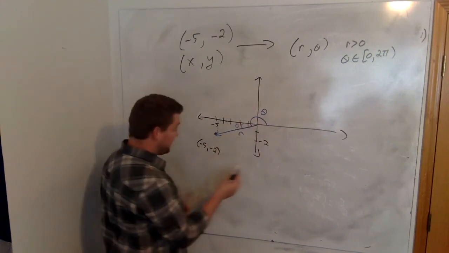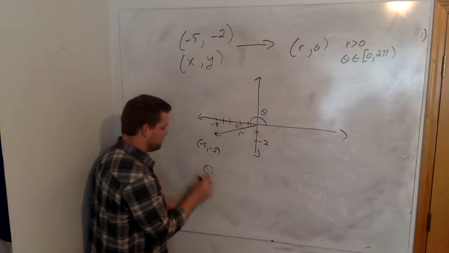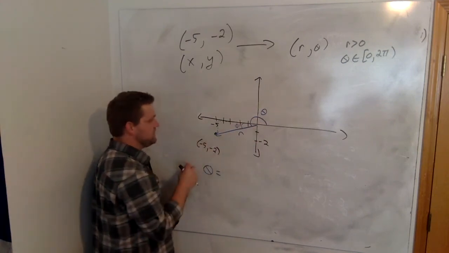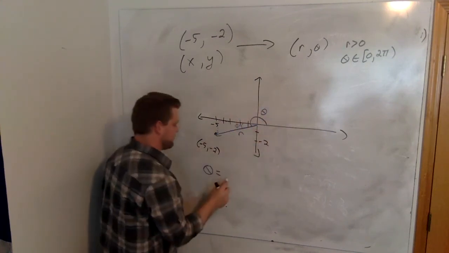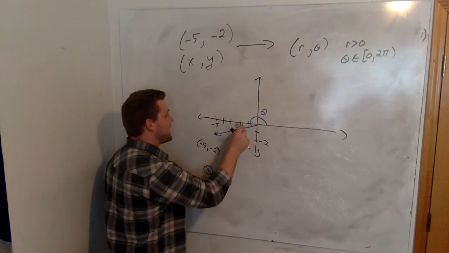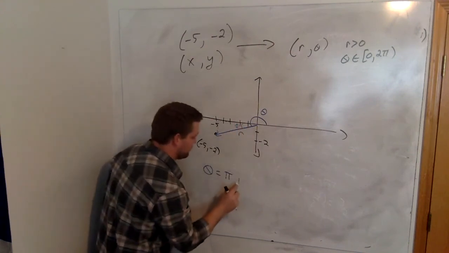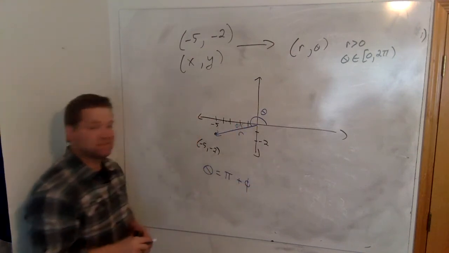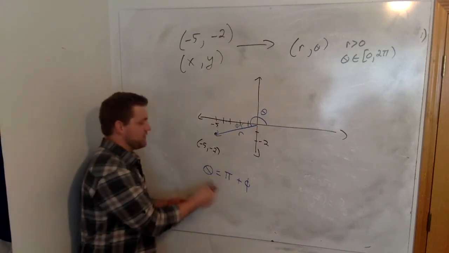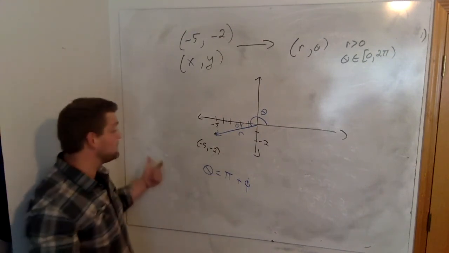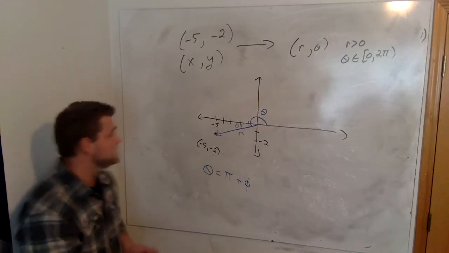So the angle theta is what we want. Well, how could we get angle theta from phi? Well, notice from here we could go halfway around the circle, so that would be pi, and then we would want to add phi. So that's how we could get to that angle. So that's why it's never the same. The formula for theta using a tan inverse will completely depend on what quadrant we're in.